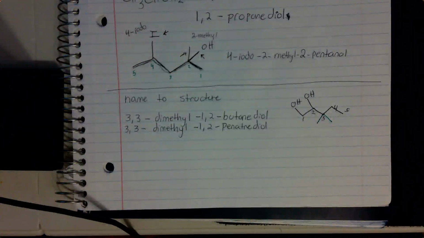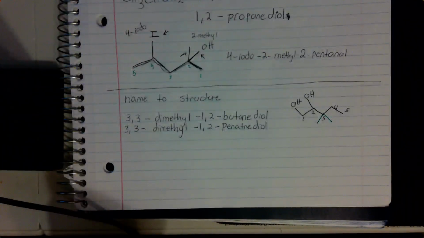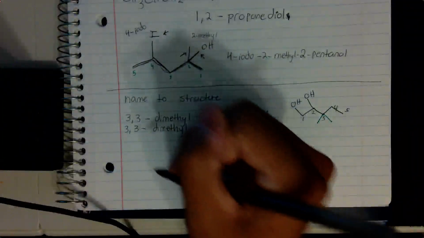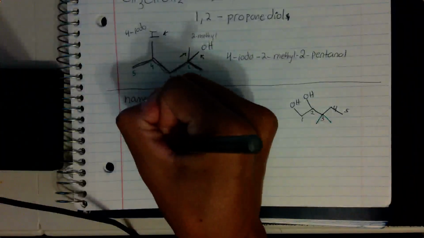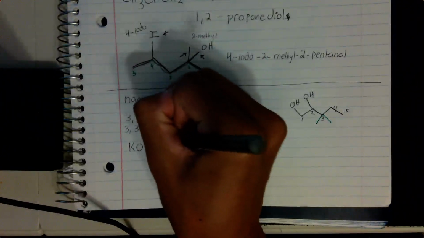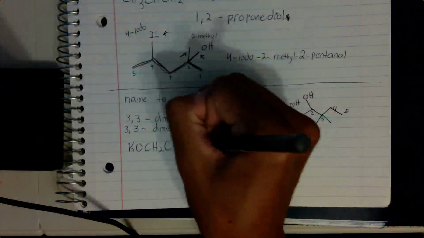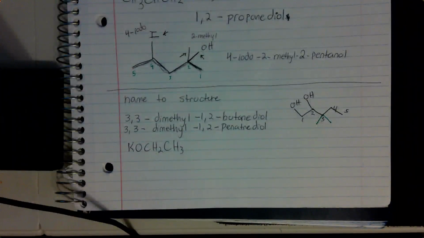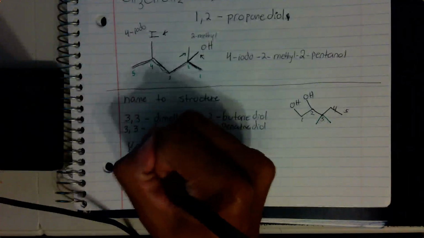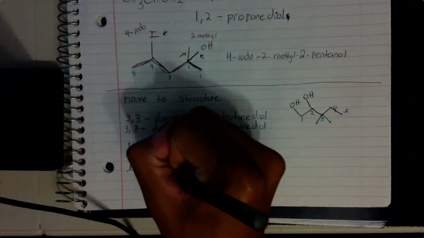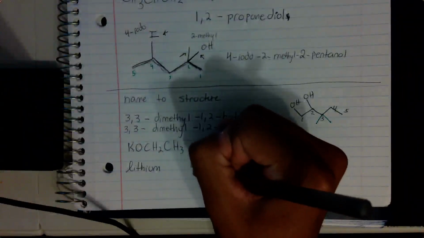Let's now look at the top compound, which I actually gave you a condensed structure for, so we're going to need to work out that one. But it's KOCH2CH3. And then I want to look at lithium butoxide after that. So we'll look at this one, and then we will look at lithium butoxide.